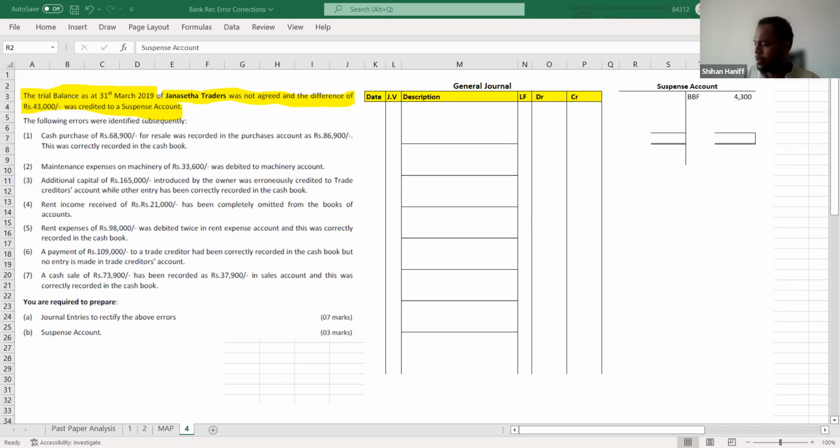Right, so let's start. Number one. So the first one we already recorded: suspense account $43,000. Right. Number one.